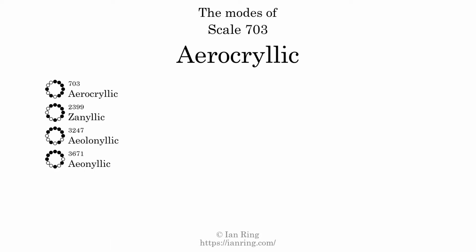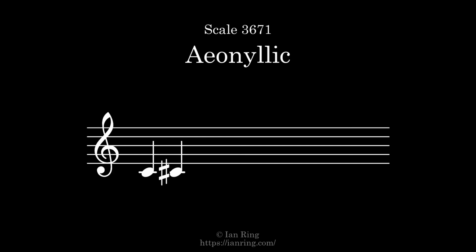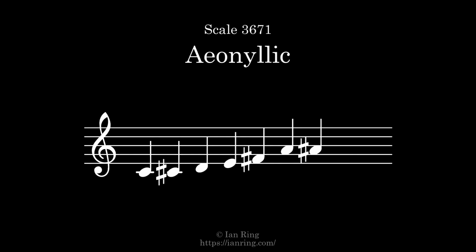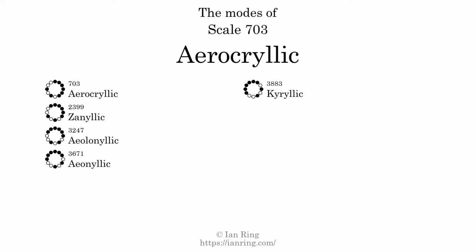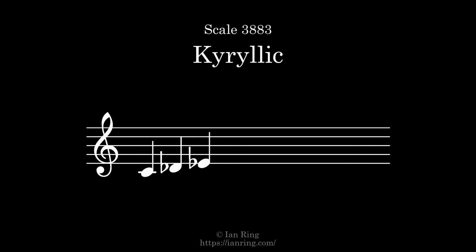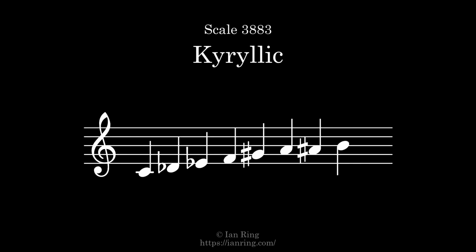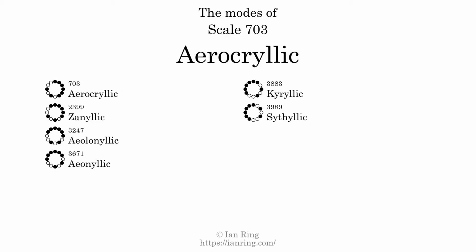The fourth mode is scale 3671, also known as Aerocryllic. It sounds like this. The fifth mode is scale 3883, also known as Aerocryllic. It sounds like this. The sixth mode is scale 3989, also known as Aerocryllic. It sounds like this.